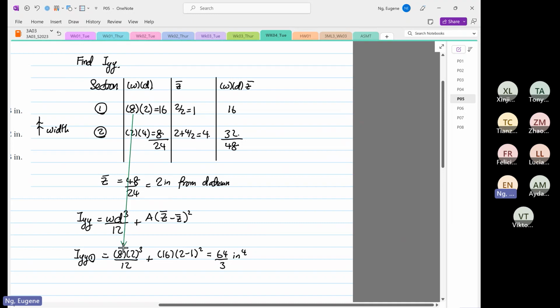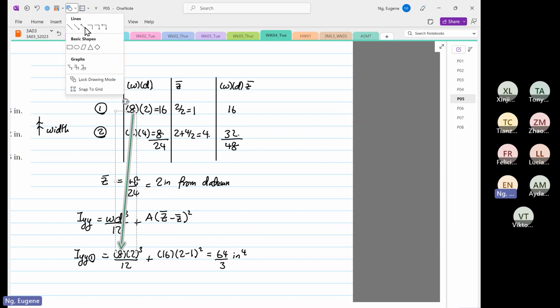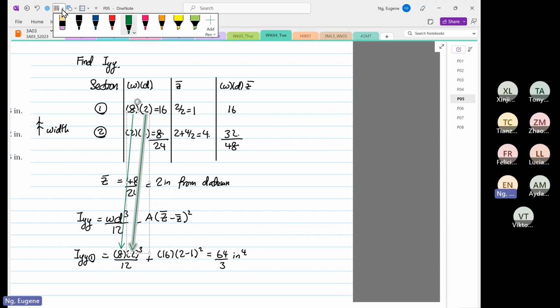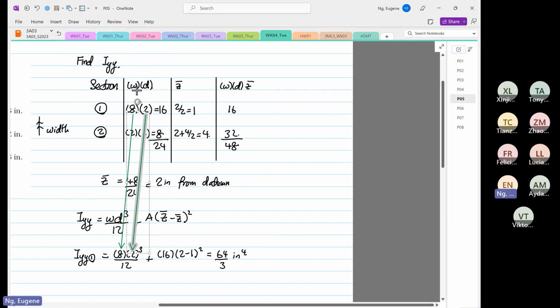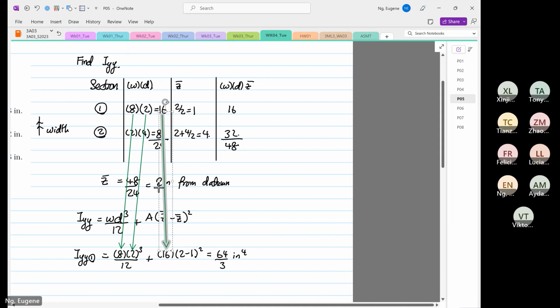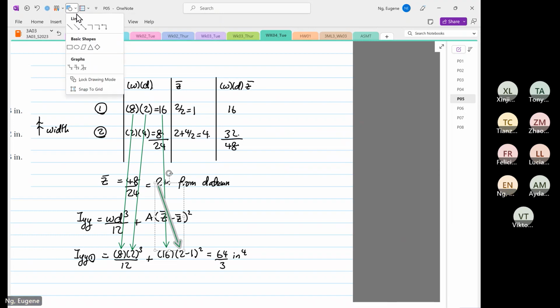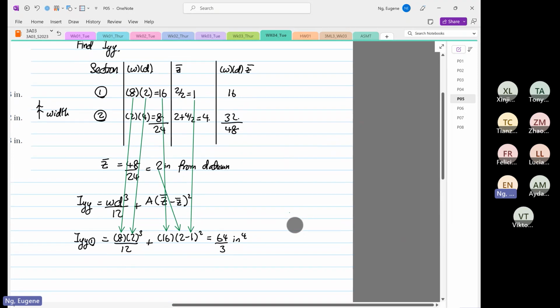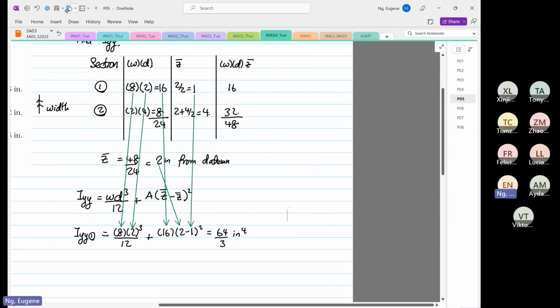So here you go, 8, right? Then the next one is 2 cubed over 12. Then you just look at the value 16. Okay. And then you look at 2. And then you just plug in 1. And then you square. Okay. So by just looking at the table, you can calculate your second moment of area accurately.